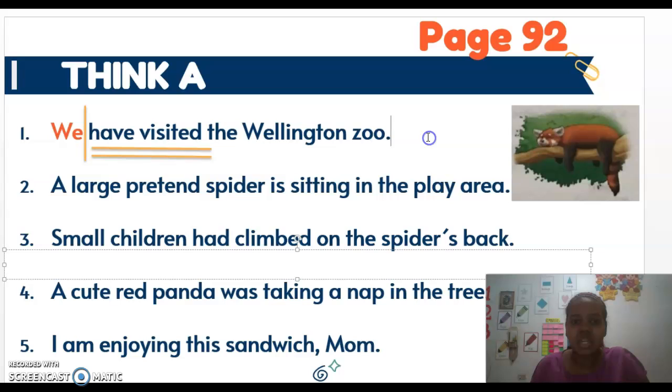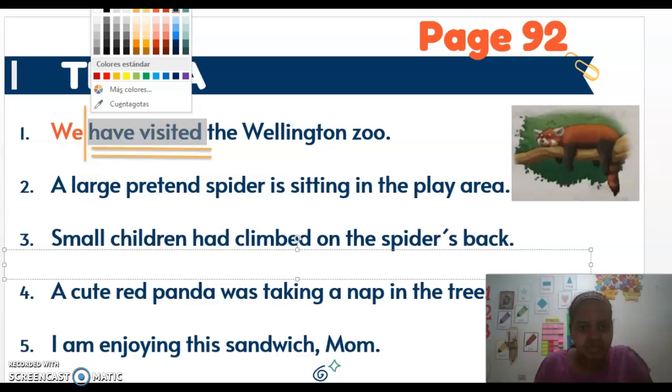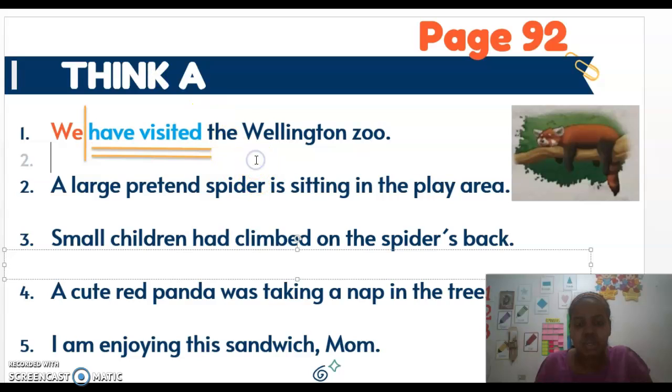After that, you're going to underline twice the verb phrase. Have visited. This one is our verb phrase. Why? Because have is the helping verb and visited is the action verb in the past.